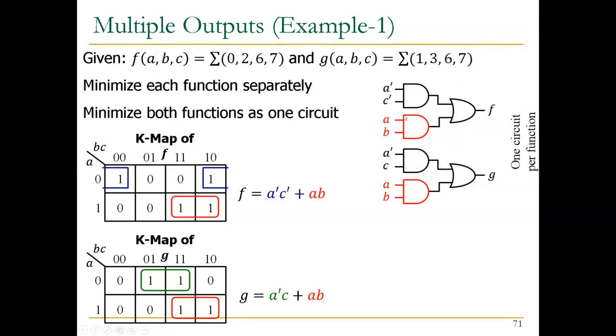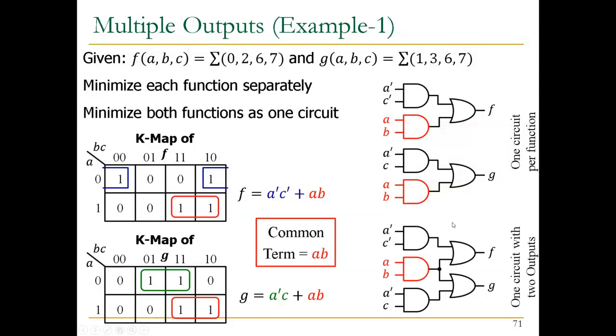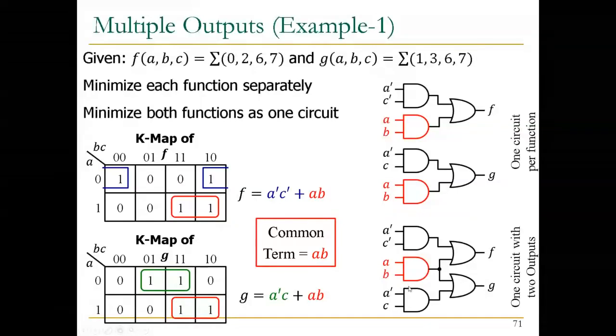6 gates are required. But if you see this AB, this is a common term. So instead of using 4 AND gates, we can use 3 AND gates, and we can share the logic. So the common term is AB. We can see A bar C bar, and then AB. So it is shared. How many gates are now required for the combined implementation? In the combined implementation, we need 5 gates, and in the separate implementation, we need 6 gates.